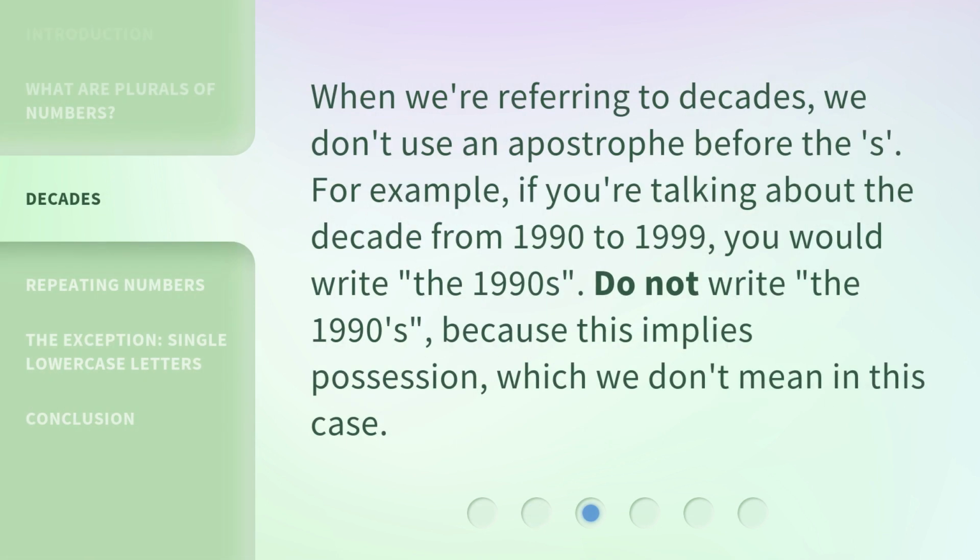When we're referring to decades, we don't use an apostrophe before the S. For example, if you're talking about the decade from 1990 to 1999, you would write the 1990s. Do not write the 1990's, because this implies possession, which we don't mean in this case.